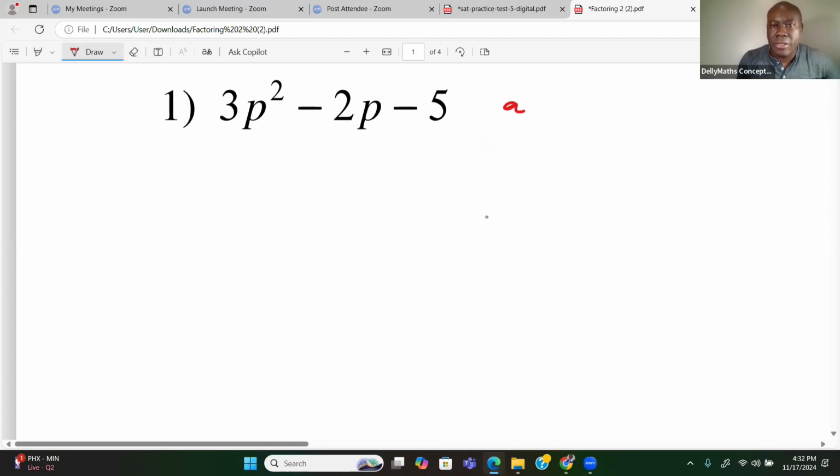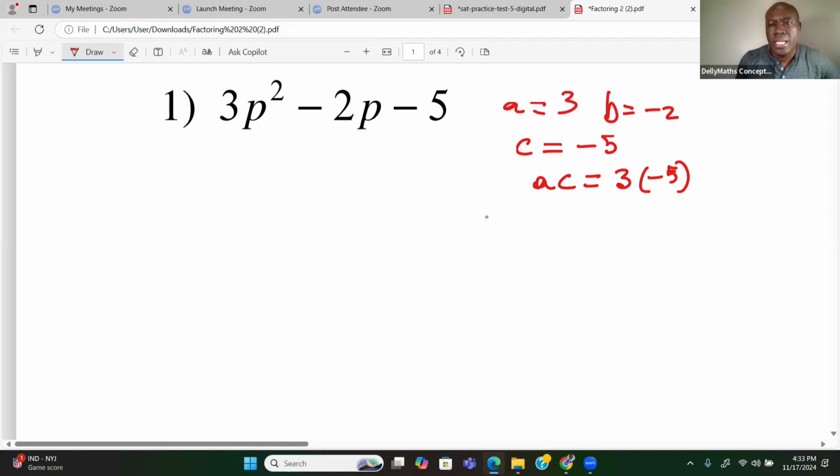So let us list our A, which is the coefficient of the square, which is positive 3. B, which is the coefficient of, in this case, the P, it's normally X, but this is P, which is negative 2, and C, which is normally the constant, and it is negative 5. Let us find AC. AC means 3, which is A, times C, which is negative 5, and that's going to give me negative 15.